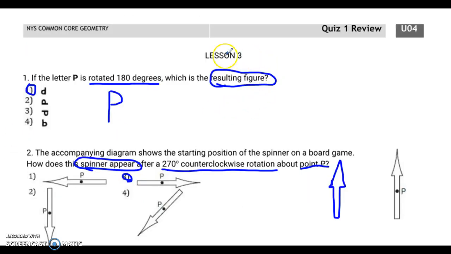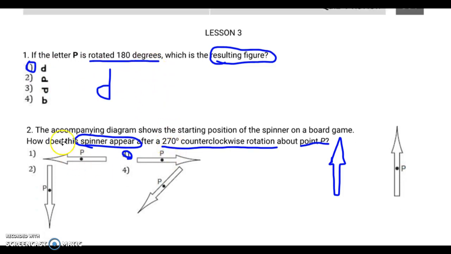Moving right along to problem set for lesson 3. If the letter P is rotated 180 degrees, what is the resulting figure? Well, we could take this figure and easily rotate it 180 degrees by turning it upside down, right? This part and this part can all be rotated around. Oh boy, that didn't work so well. But you know that this P part is supposed to be down here. That should look just like that. And notice that we rotated in a counterclockwise way. We're always going to rotate counterclockwise unless it says otherwise.